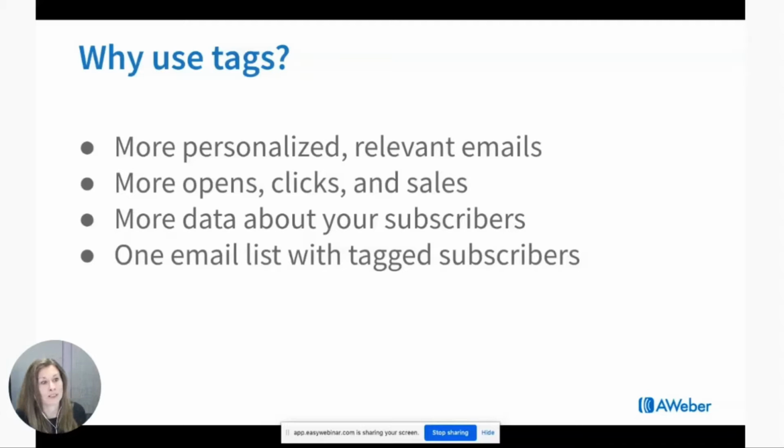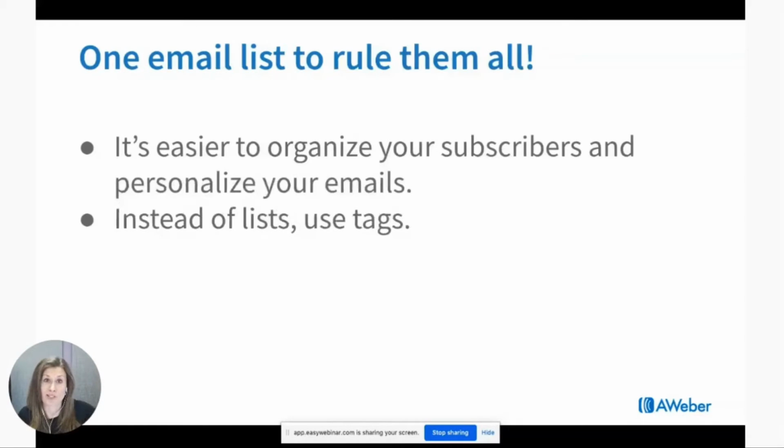Another final advantage, which is really exciting, is you can have one email list with tagged subscribers. So instead of having multiple email lists, you could have one email list. And I like to call this the one email list to rule them all. Because using multiple email lists is actually an outdated marketing strategy, and it can make it much more difficult to segment and personalize your emails. So what you can do if you have one list is it's much easier to organize your subscribers and to personalize your emails. And instead of using lists, use a tag.